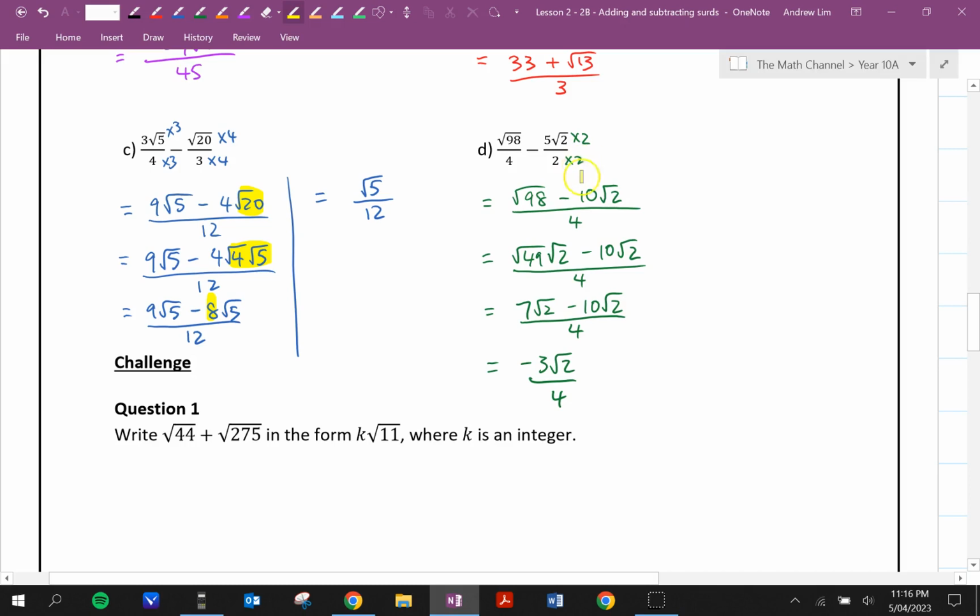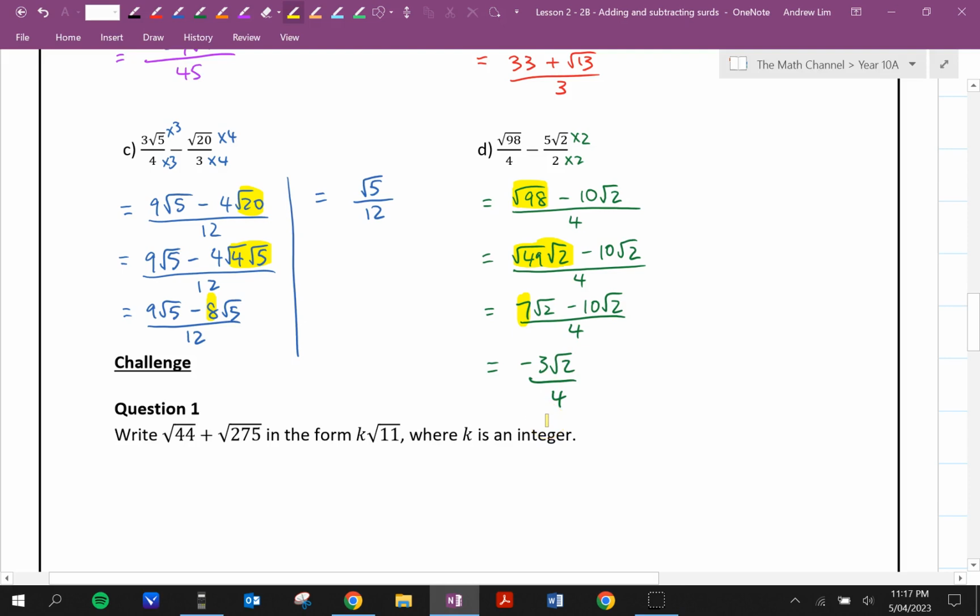Question D. We need a common denominator of 4. So really I only need to multiply the right fraction by 2 for both the top and bottom. So root 98 minus 10 root 2 all over 4. Now this 98 I can split into 49 times 2. And the square root of 49 is 7. So now we've got like terms. 7 root 2 minus 10 root 2 is negative 3 root 2 all over 4.